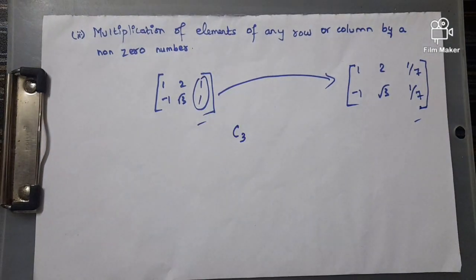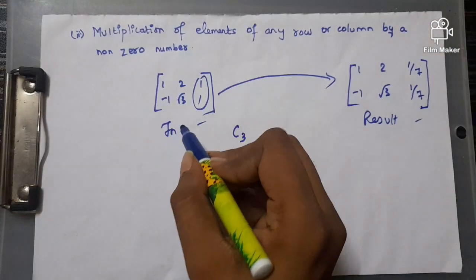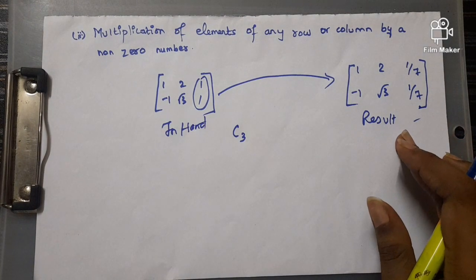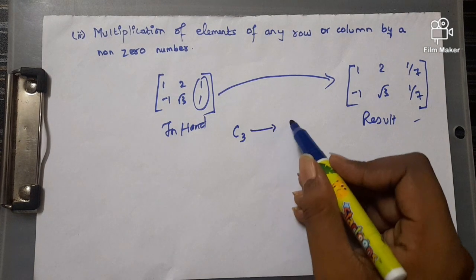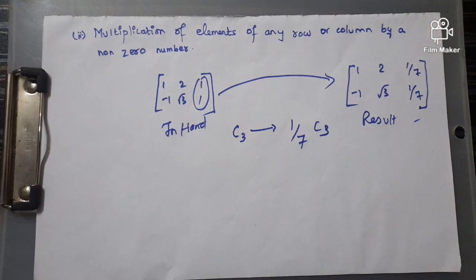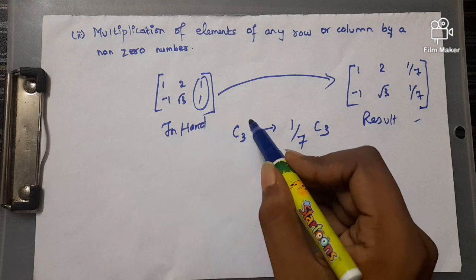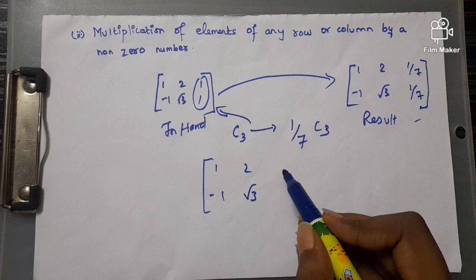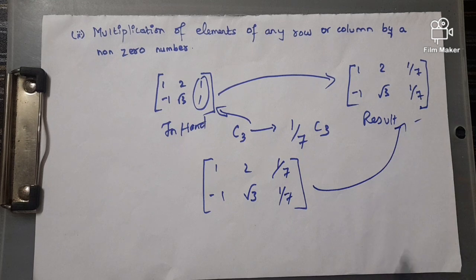This is C3. Our task is to get this result, right? This is in hand. Let it be like that, right? For your understanding, this is in hand and this is the result which we need in order to continue our matrix. So multiply this C3 with 1 by 7, right? C3 changes to 1 by 7 into C3, right? This will be your step. C3 arrow mark, that is C3 changes to 1 by 7 into C3. So when you apply this over here, you get the result as 1, this minus 1, right? This is what we need over here. This is our result, right?